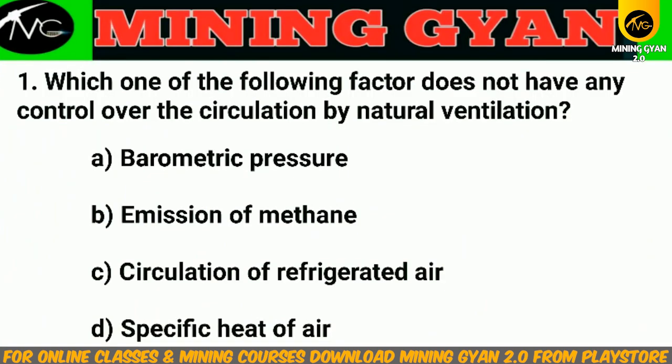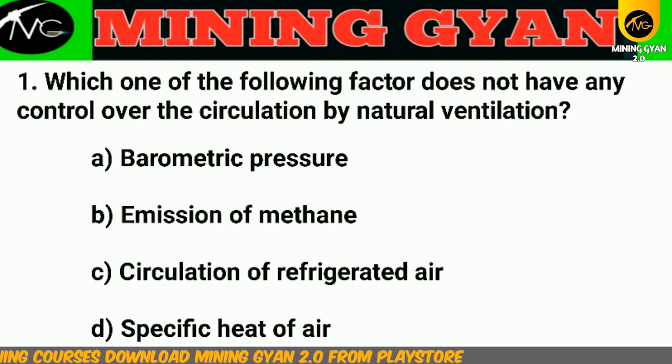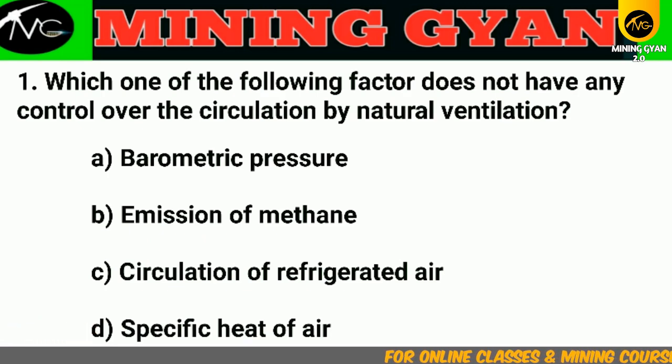Next question is, which one of the following factors does not have any control over the circulation by natural ventilation? A. Barometric pressure, B. Emission of methane, C. Circulation of refrigerated air, D. Specific heat of air. Right option is specific heat of air.